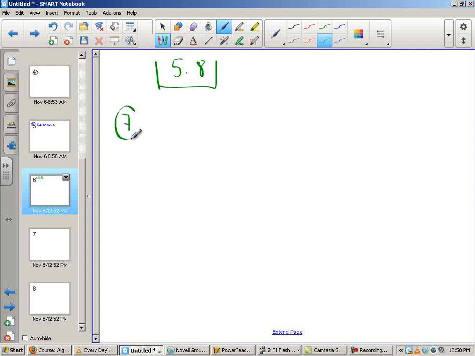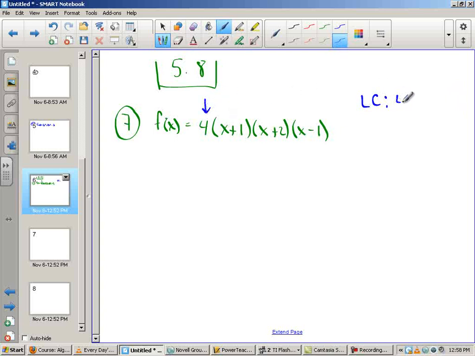Number 7 has the function h of x, but we'll use f of x because I already started writing it down, equals 4 parentheses x plus 1, x plus 2, x minus 1. So this is my polynomial. I need to go through the process to be able to find all of its key important pieces of information. I start with the leading coefficient, which in this case is just the 4 that's right out in front. The next thing I want to find is what's called the degree.